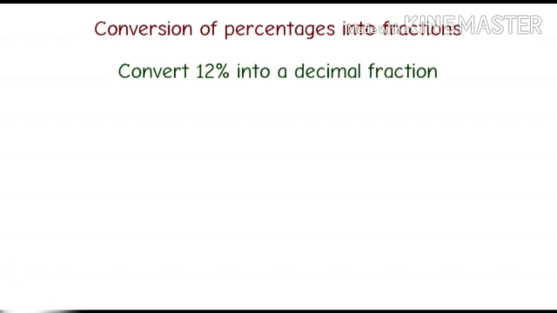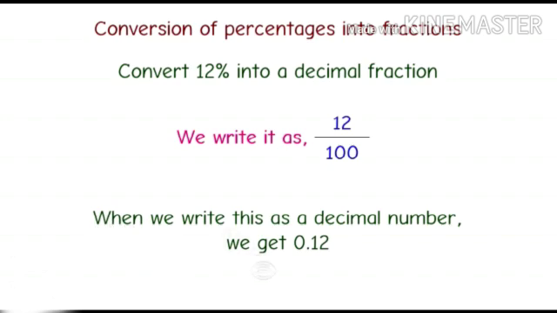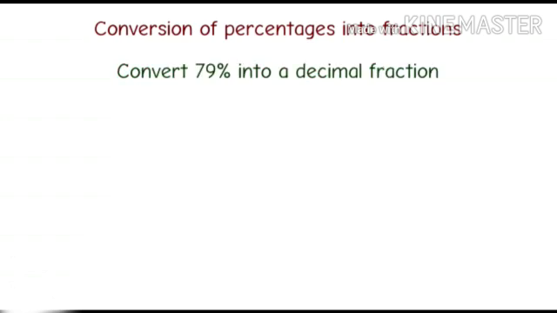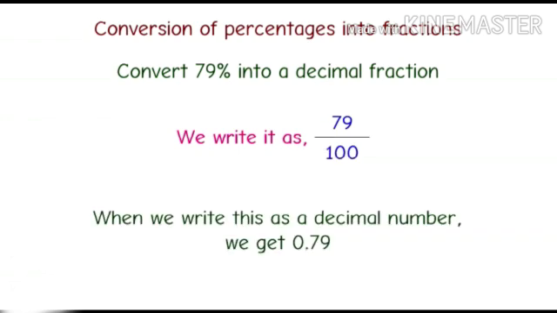Convert 12% into a decimal fraction. We write it as 12 upon 100. When we write this as a decimal number, we get 0.12. Convert 79% into a decimal fraction. We write it as 79 upon 100. When we write this as a decimal number, we get 0.79.